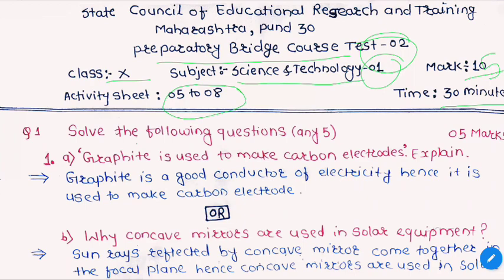The first question is: solve the following questions. Here 8 questions are given. You have to answer any 5 of them. I solved all the questions. You select what you want to answer. The first question is: graphite is used to make carbon electrode. Explain. Graphite is a good conductor of electricity, hence it is used to make carbon electrode.